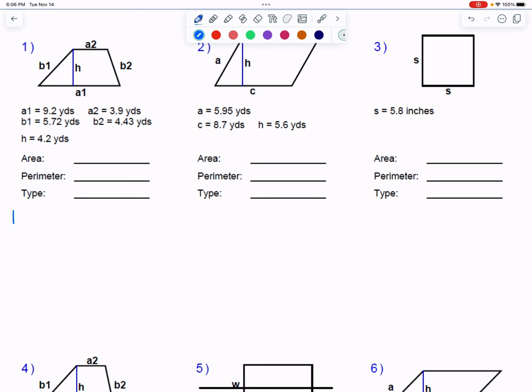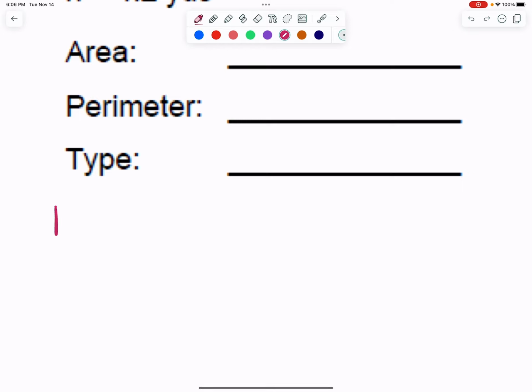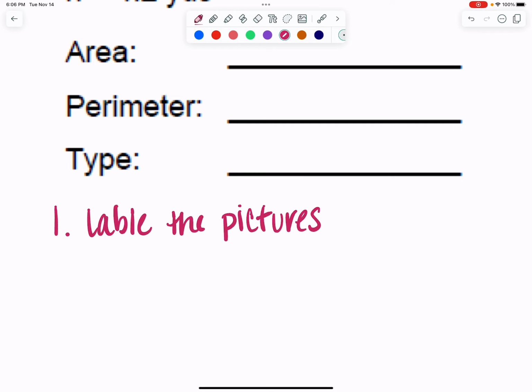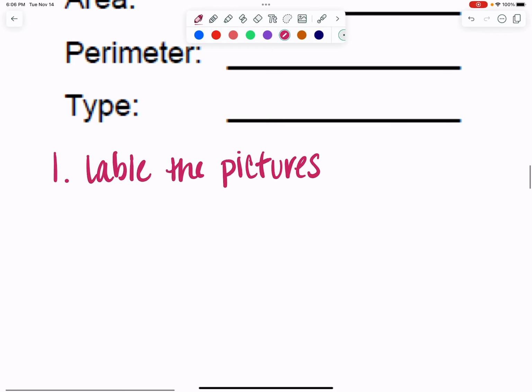First thing we are going to do is we are going to label the pictures. We are going to write the measurements on the pictures. Second thing, write the formula. Once you have labeled the pictures and you have written the formula, then you can plug in your numbers.